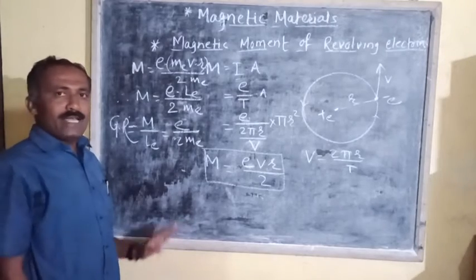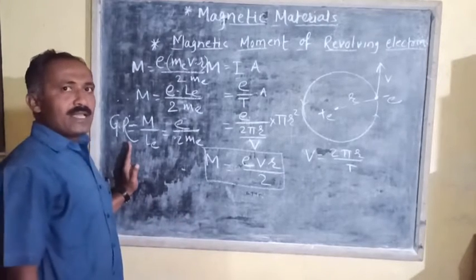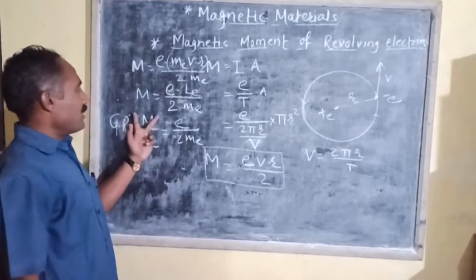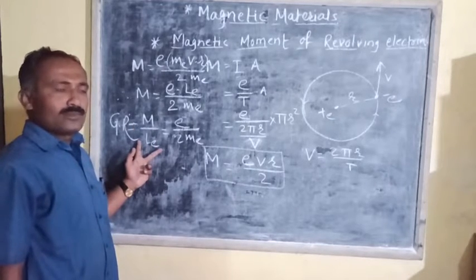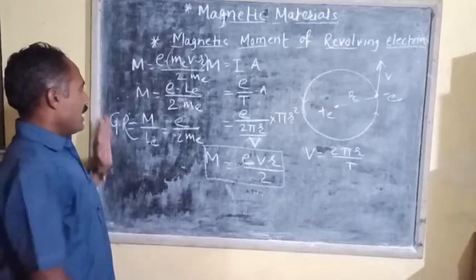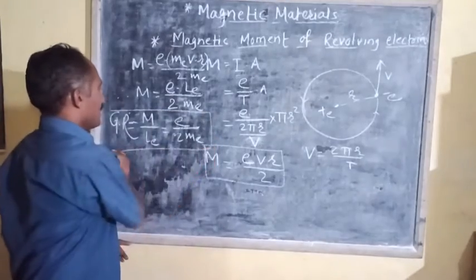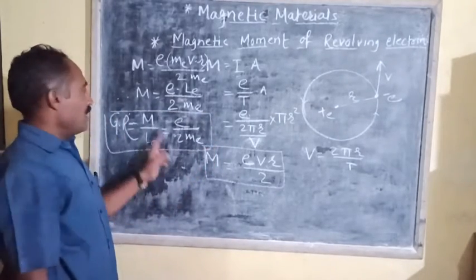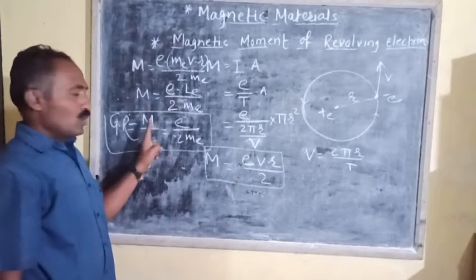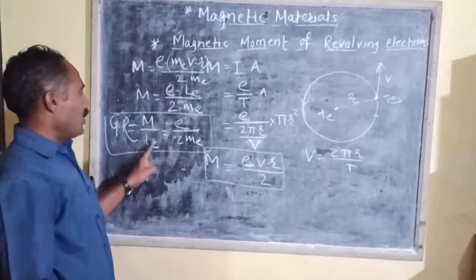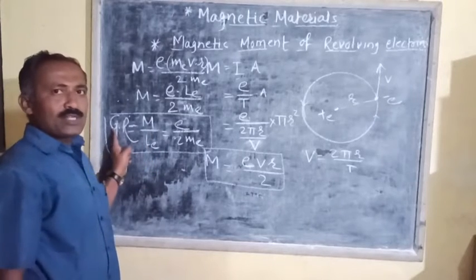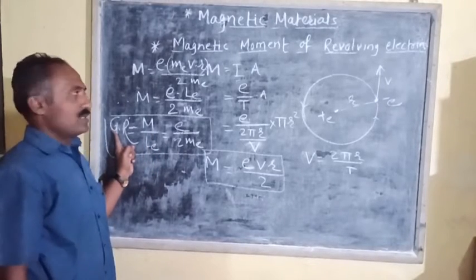The gyromagnetic ratio is defined as the ratio of the magnetic moment to the angular momentum of the electron. Here M upon Le is the gyromagnetic ratio, whose value is constant.